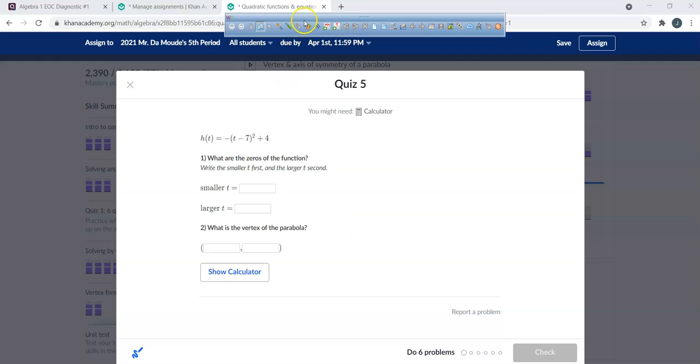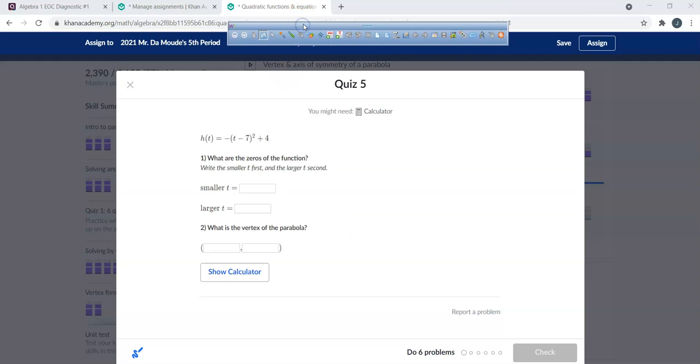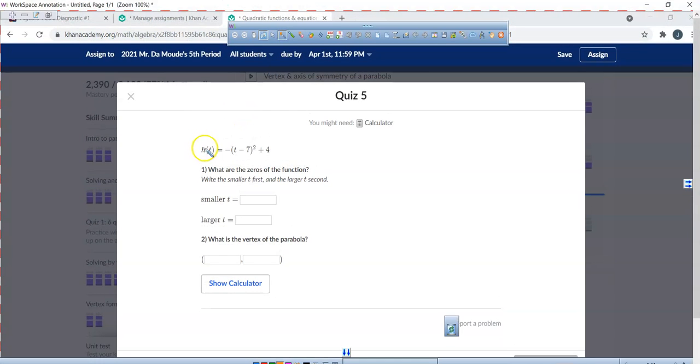So in this video, we're dealing with Quadratics Quiz number 5. We're just going to go over how to do 6 problems, and hopefully these problems will be helpful when you're taking your quiz. The first question says, what are the zeros of the function? So we have a quadratic function here. If that says h of t, all I have to do is just set it equal to 0.